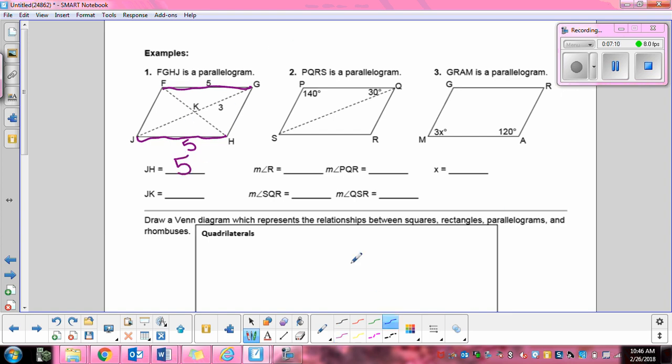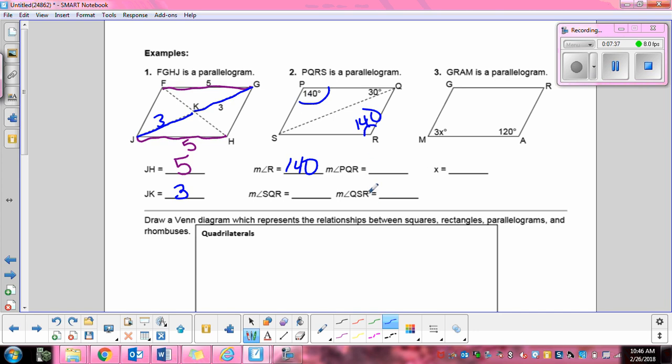This one is a little bit more tricky, so let's figure this out. If K to G is 3, then J to K is also 3 because it's bisected. Okay? So it says this is a parallelogram. What is the measure of angle R? If P is 140, R is also 140 because they are opposites, right? 140.